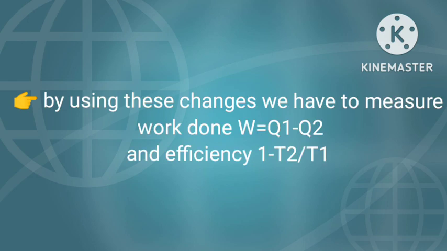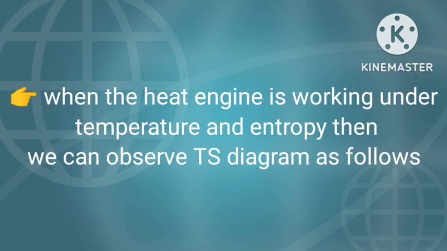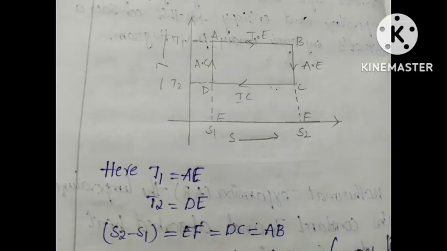By using these four changes, we measure the work done, W equal to Q1 minus Q2, and efficiency 1 minus T2 by T1. When the heat engine is working under temperature and entropy, we can observe the TS diagram as follows. Here the graph is drawn between temperature along the y-axis and entropy along the x-axis. Here T1 equal to AE and T2 equal to DE.